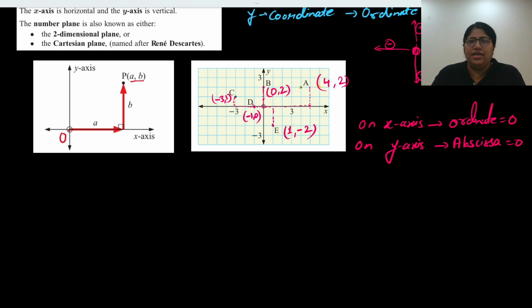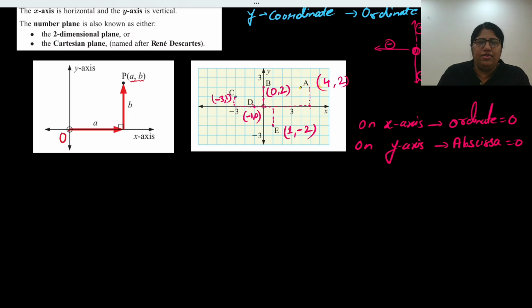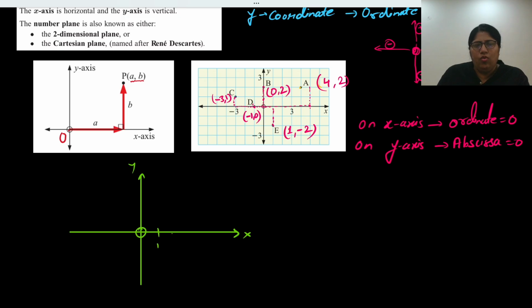Now, if I take any two points on the axes, this is the x-axis and this is the y-axis. If I write down here, this is the origin 0, then 1, 2, 3, 4, and here minus 1, minus 2. Similarly on the y-axis, 1 unit, 2 units, and here negative 1, negative 2.